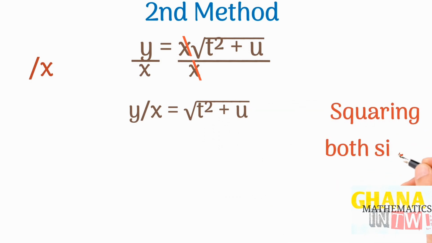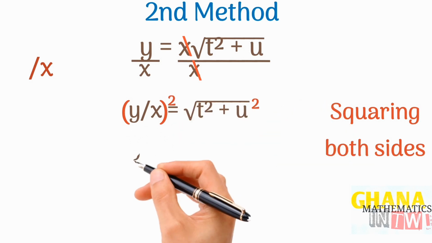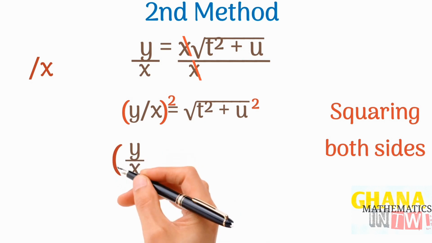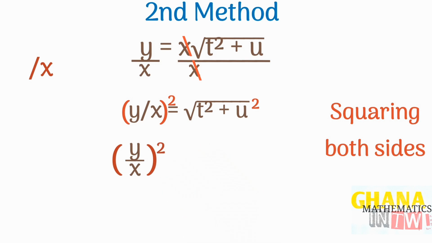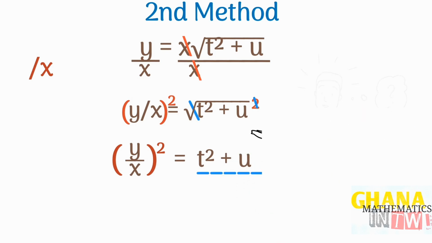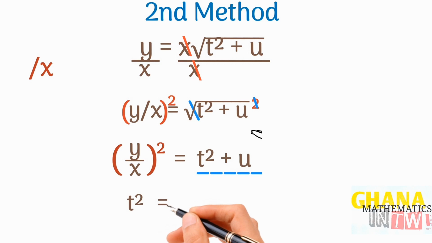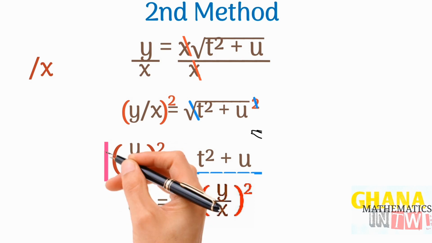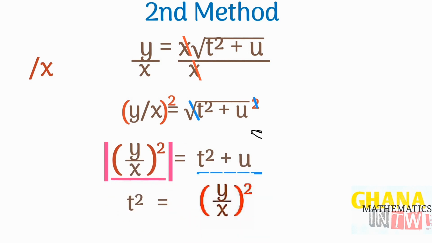We can now further go on to square both sides. It is almost the same thing, just that in the first one we first squared both sides, but here we divided by s first before we squared both sides. Y over s all square equals t square plus u. But since we have to make t the subject, we can say that t square equals y over s all square, and so our u will cross the equal to sign to become minus u. Y over s all square minus u.